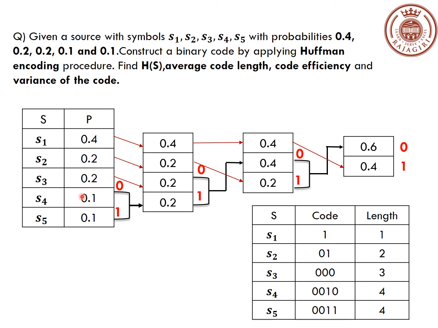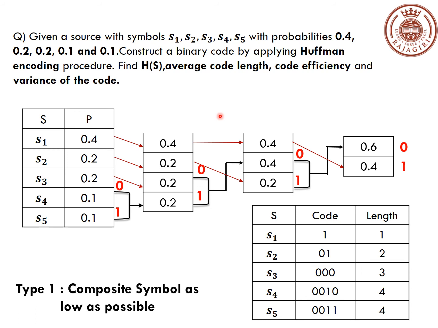Now S4. S4, the value is 0.1, but that itself and the next one are combined. So if I trace 0.1, it's going to be like this: 0, 0, 1, 0. So the answer is 0, 0, 1, 0. Similarly, S5, you can trace it back to be 0, 0, 1, 1. Now after you have constructed the code words, see what is the code length for each symbol. Here you can see S1 has length 1, S2 has length 2, S5 has length 4, etc.